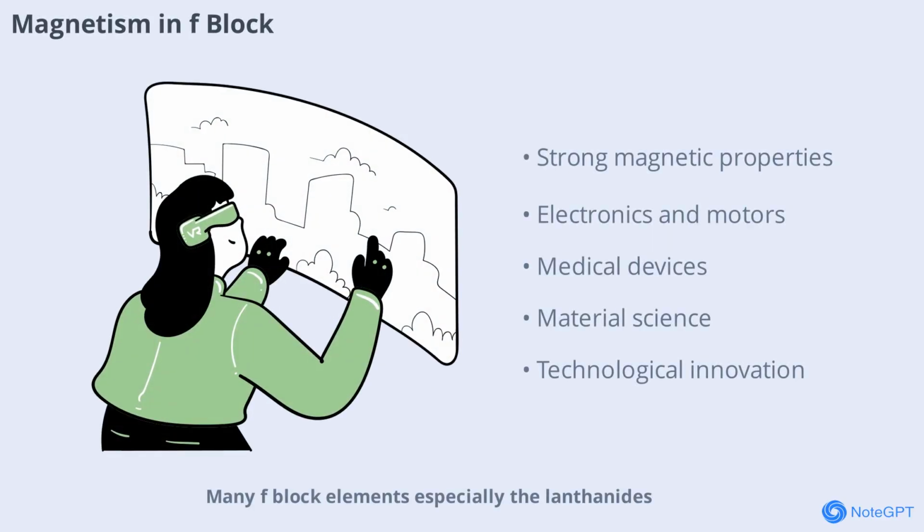Many F block elements, especially the lanthanides, exhibit strong magnetic properties. These elements are used to make powerful magnets for electronics, motors, and medical devices. The study of magnetism in F block elements is advancing our understanding of materials and enabling new technological innovations.